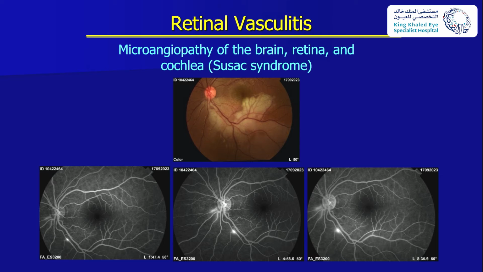She had neurosensory hearing loss, and she had branch retinal artery occlusion. We suspected the disease because, again, look at the fluorescein angiography, localized leakage of the retinal arterioles, and MRI suggested the diagnosis. We referred to neurology. They confirmed the diagnosis, and we started here on systemic corticosteroids and Cellcept.